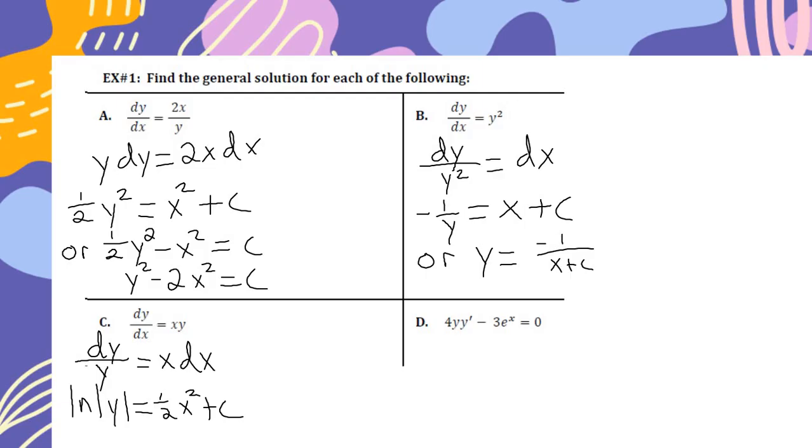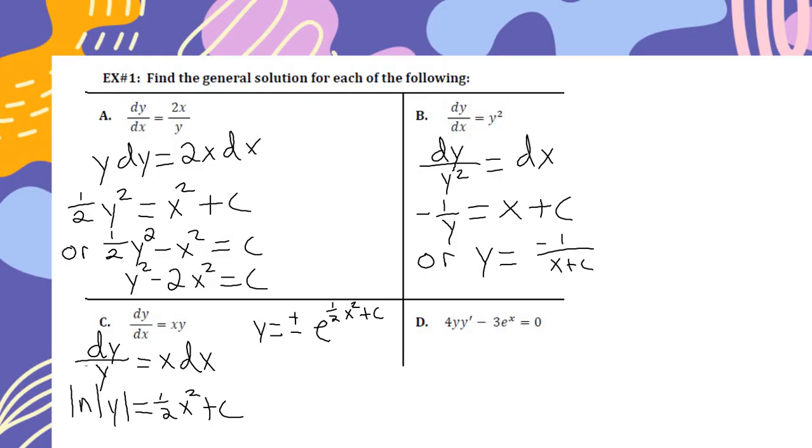Now, if we solve something like this for y, what are we going to have to do? Exponential, yeah, with a base of e. So we get y equals, technically it would be a plus or minus, right, because I have an absolute value. So in order to drop my absolute value, I would have e to the 1/2 x squared plus c.